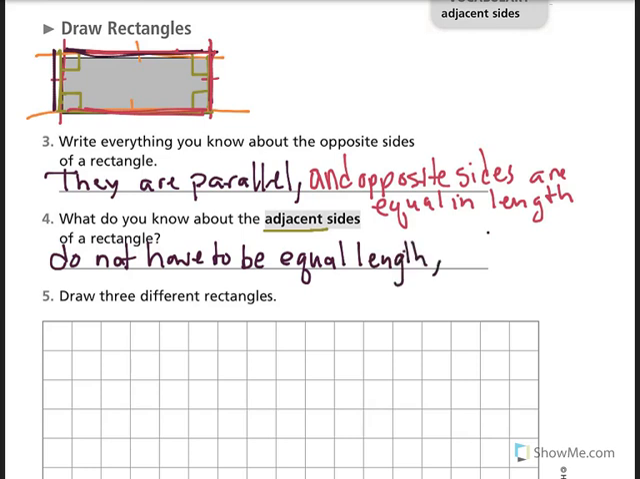But they do meet at only right angles. Do meet, oops, that's met, meet at only 90-degree or right angles.